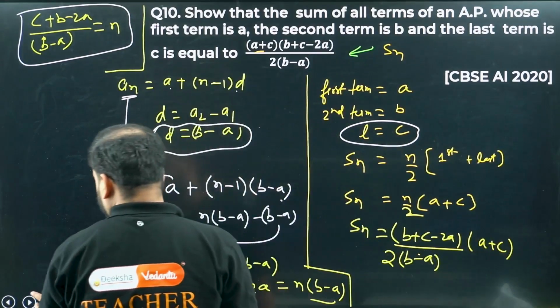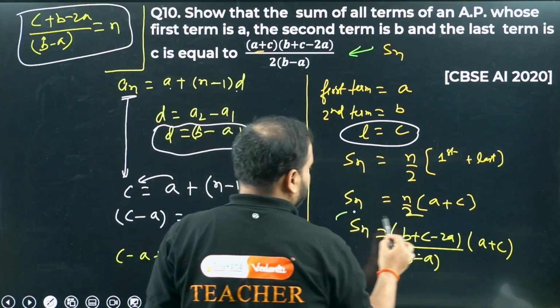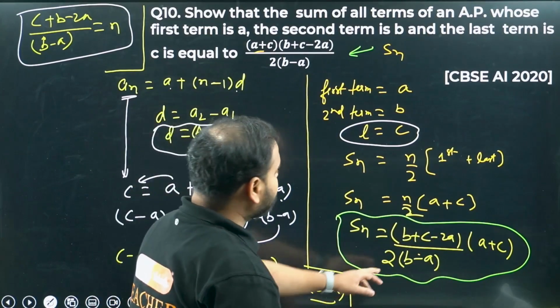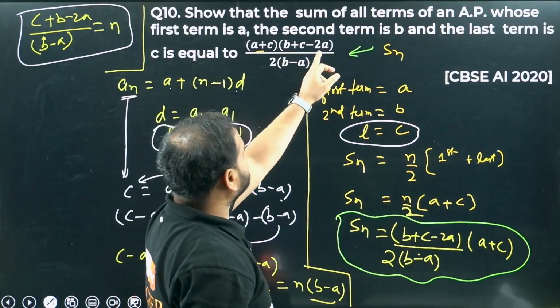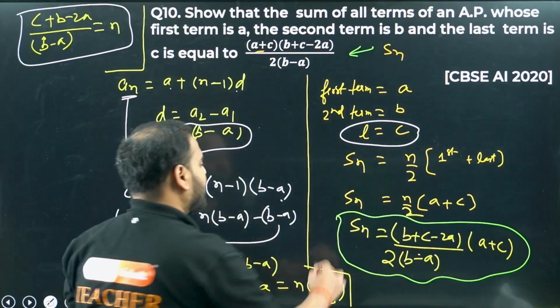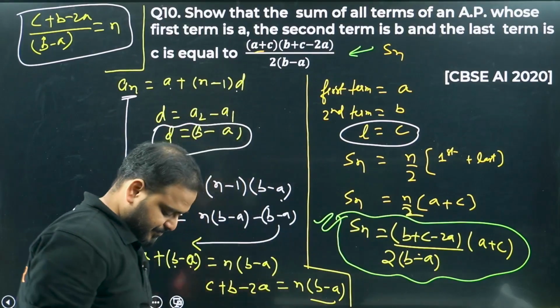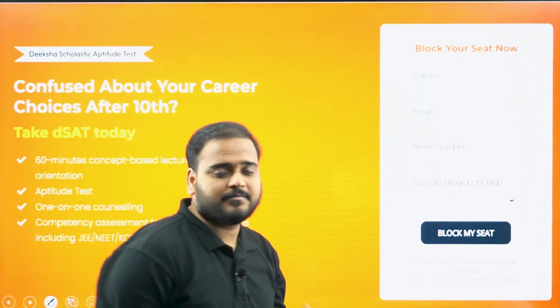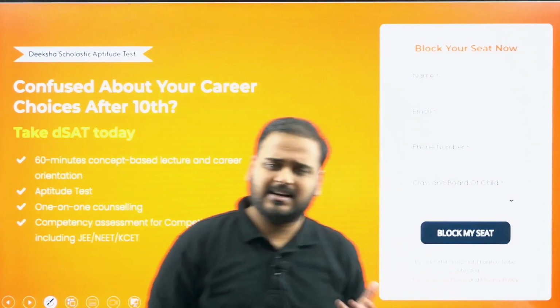Now please check. Isn't this what they were asking us to prove? Please check. B plus C minus 2A multiplied with A plus C in the numerator, divided by 2 times B minus A. So it's proved, right? Proved, sir. Please have a look. Very simple. Okay. Great. So this completes our concept part of AP. That is all which is there.